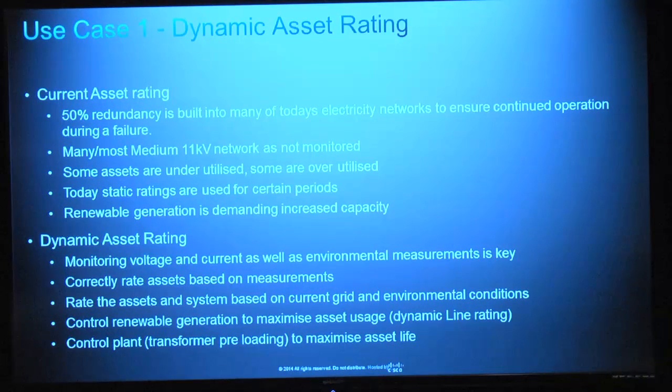So, dynamic asset rating, use case 1. The current asset rating, today, they build a 50% redundancy load into many of the networks, and the United Kingdom was no different. They were doing exactly the same approach. They basically had their entire secondary network as being unmonitored, so no visibility of what's going on in their secondary substations. Some of the assets were underutilised, which they knew.